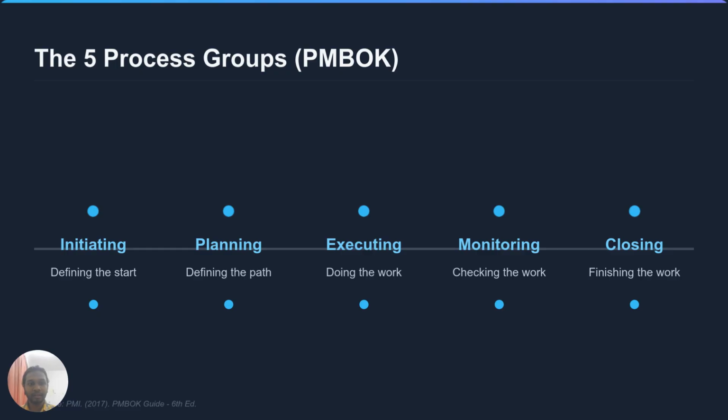To prevent those failures, we follow a structured life cycle. The PMBOK guide defines five essential process groups: initiating, planning, executing, monitoring, and closing.